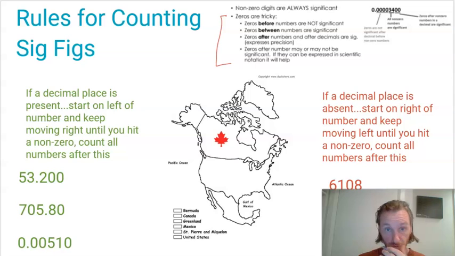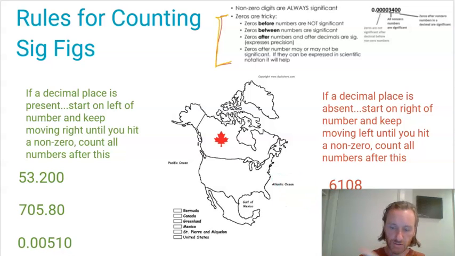Now there's also rules for counting significant digits. There are a lot of rules which you can follow up here. For example, zeros before numbers are not significant, between numbers are always significant, and so on. I'm just going to give you a little bit of a shortcut here for trying to think about and recognize how many significant digits we're looking at. And so we're going to start with the beautiful country of Canada. I've put a little maple leaf here. And we're going to recognize that the Pacific Ocean is on the left, Atlantic is on the right.